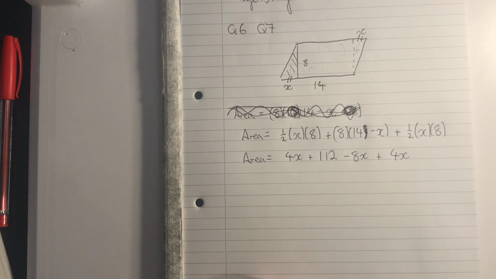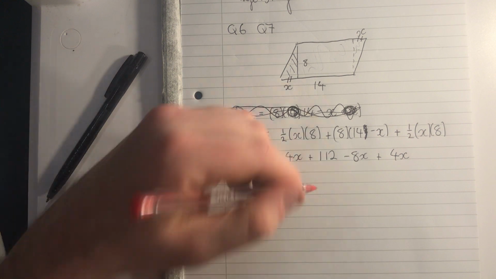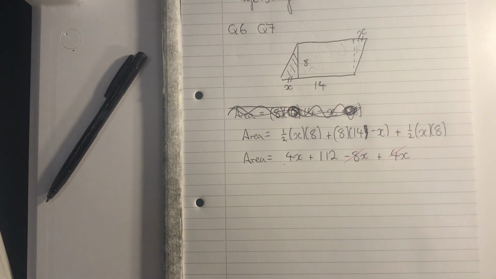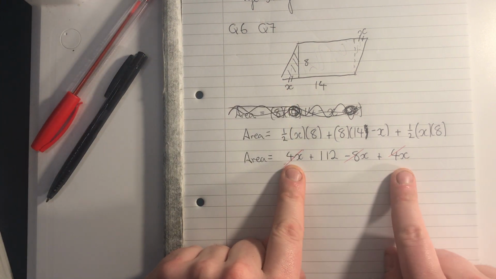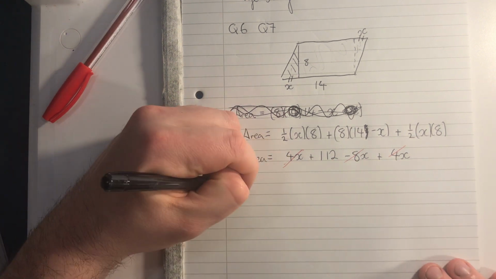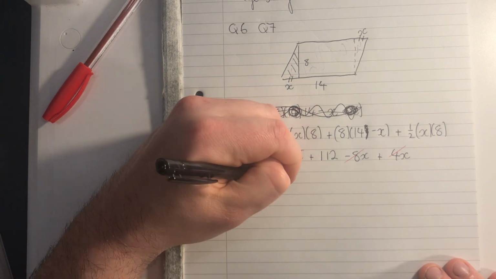I probably should check that out in the calculator. Never trust my arithmetic. 8 multiplied by 4 is 32, plus 80 is equal to 112. Now, looking at the algebra here, we have plus 4x minus 8x. So each of those will kill each other off, because 4x plus 4x is 8x. 8x take away 8x is just 0. So therefore area equals 112.